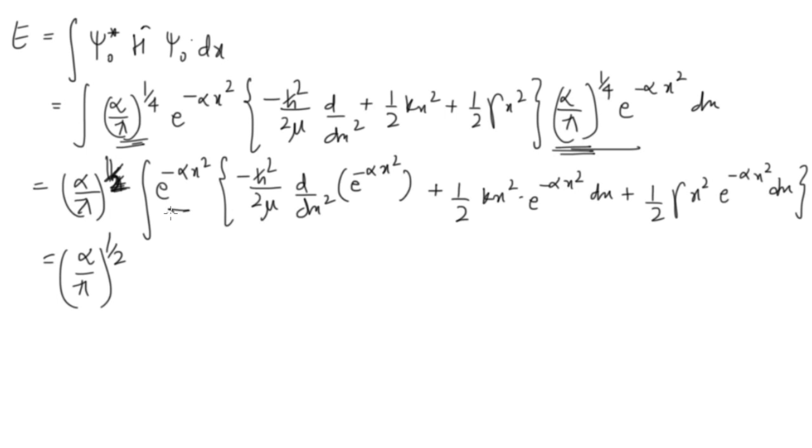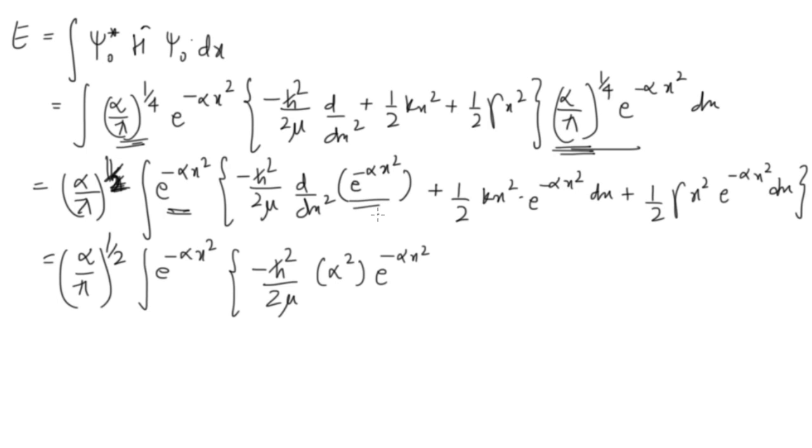So this term will now be the differentiation of this. I'll just write one more step: it will be e to the power minus alpha x square, and it will be minus h cross upon 2 mu. If you differentiate this term, you are going to get alpha square e to the power minus alpha x square. From where did we get this? We have to differentiate this term twice. Once you differentiate, you get minus alpha as the coefficient, and differentiating again you get plus alpha, so that becomes alpha square. So that's what is happening over here.